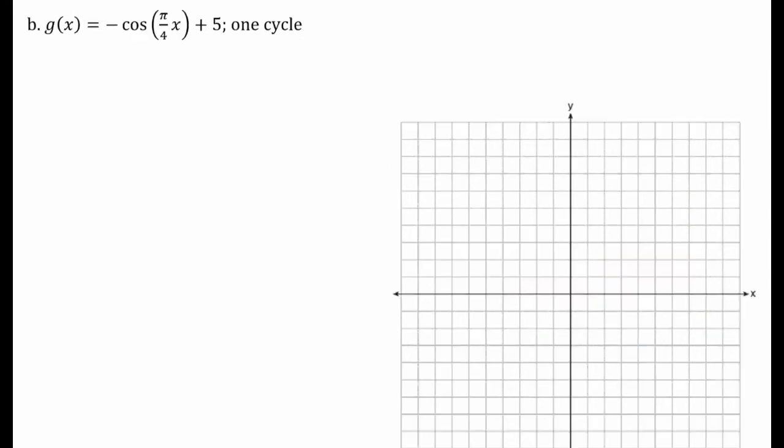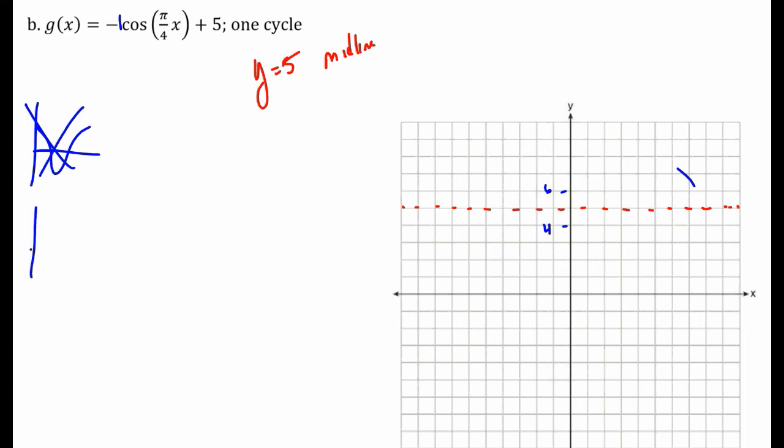G of x equals negative cosine of pi over 4x plus 5. Graph one cycle of this. So my midline is at y equals 5. Here's my midline. From there, my amplitude is 1. I didn't alter that, so I'm going up to 6 and down to 4. Cosine is normally a valley, so I need to reflect that to graph a negative cosine, so that's going to be a big hill.